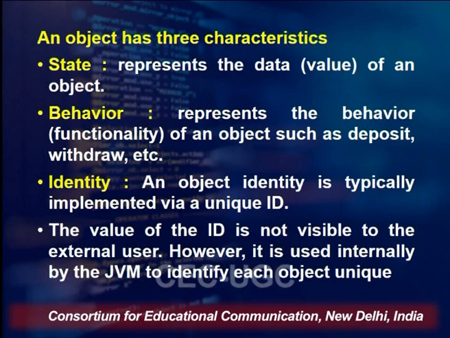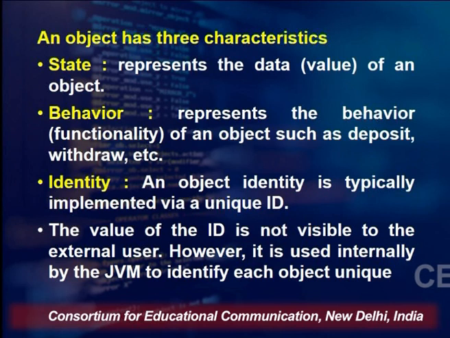So the state of an object is actually the data or values of the object, and the behavior represents the functionality of the object. This is represented using methods. For example, there is a variable, let us say amount, and we want to deposit it or withdraw it.